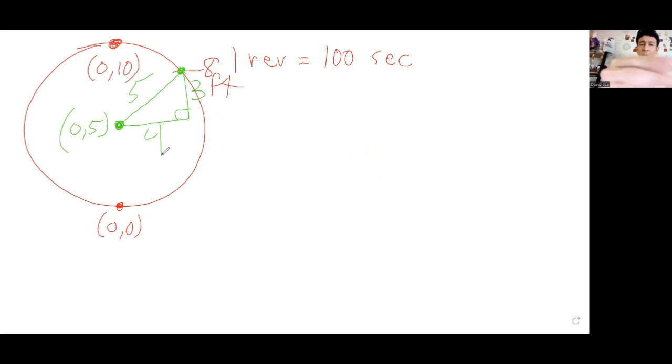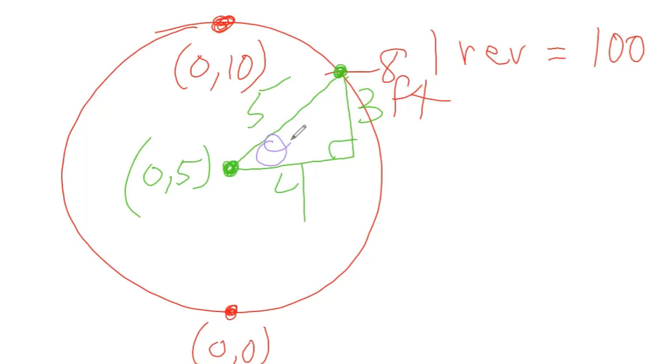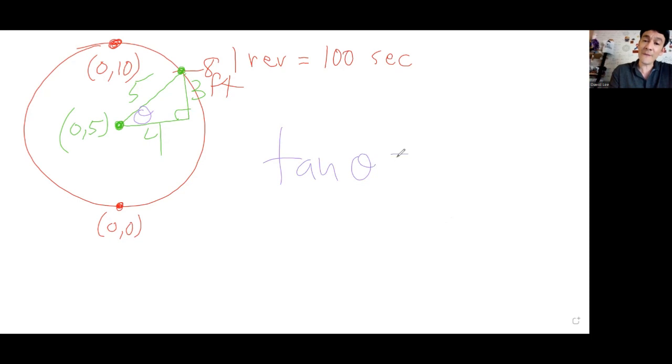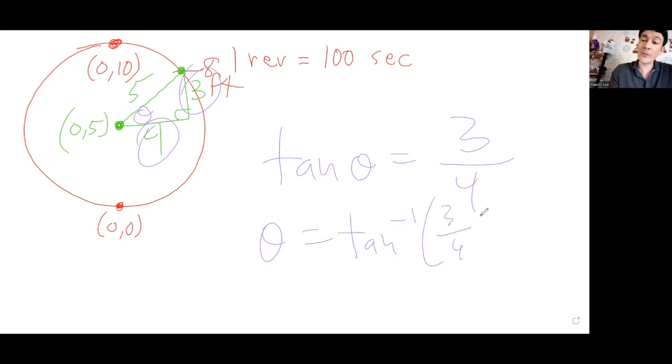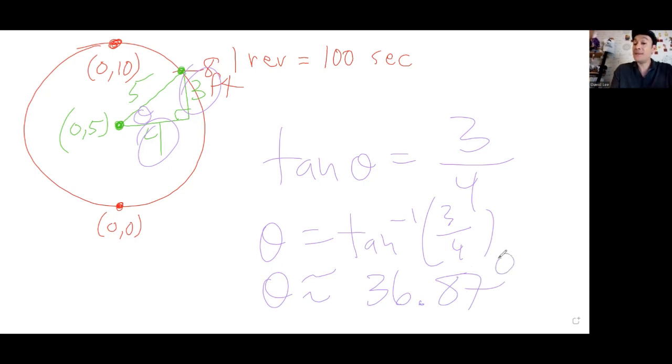Now, why am I even focusing on this triangle? Because this triangle is going to give me that purple angle theta. I can find theta because I know that tangent of theta, tangent is opposite over adjacent. I know that tangent of theta is 3/4, which means that theta equals tangent inverse of 3/4. My calculator is set to degrees, and it tells me that that purple angle theta is about 36.87 degrees.